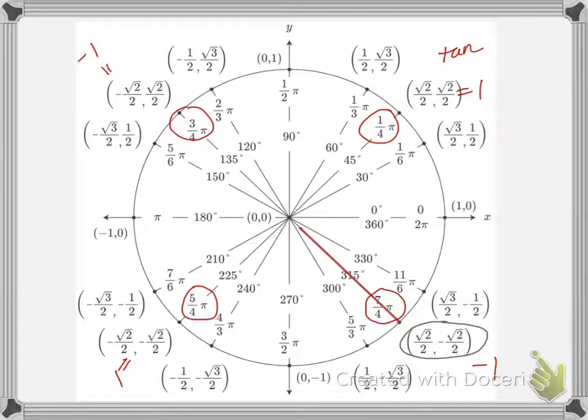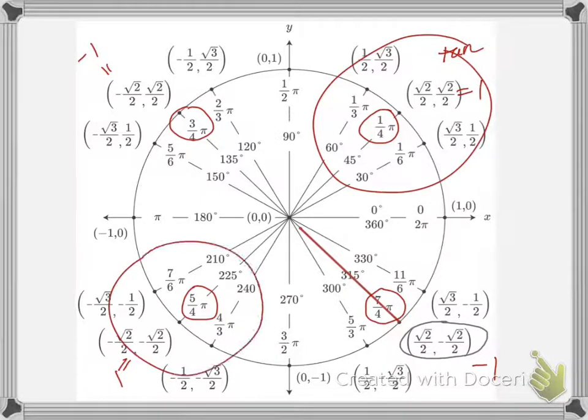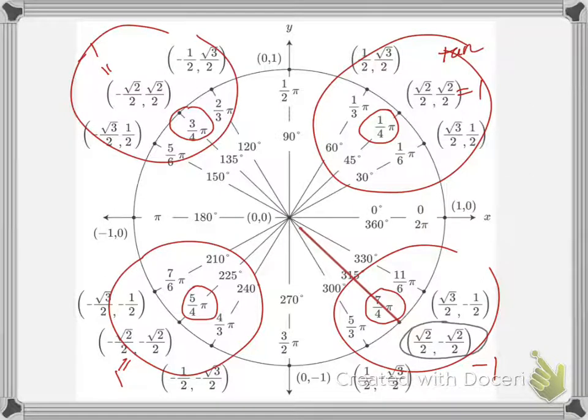Because these two segments right here, they're either both positive or both negative, so they cancel out to be positive 1s. Here, these two, one sign is positive and one sign is negative, so the answer has to always be negative.